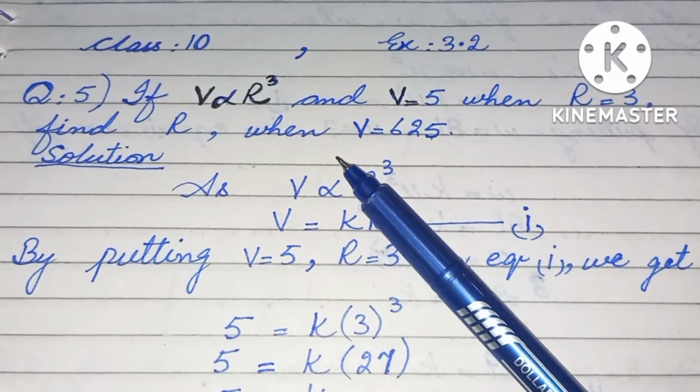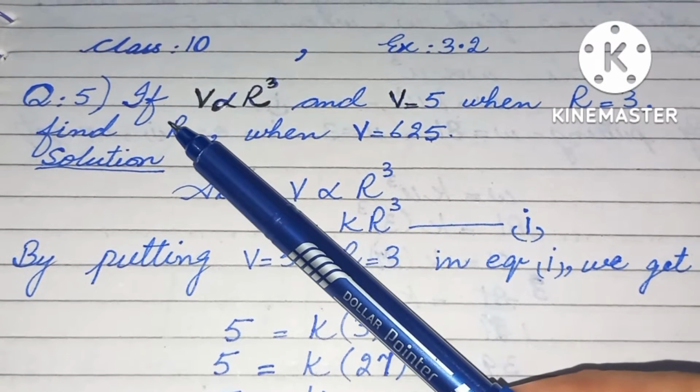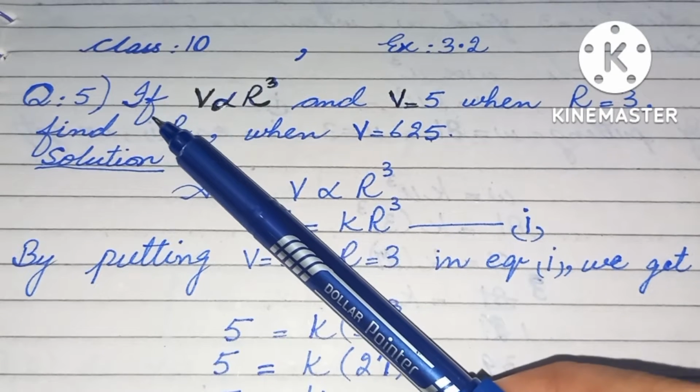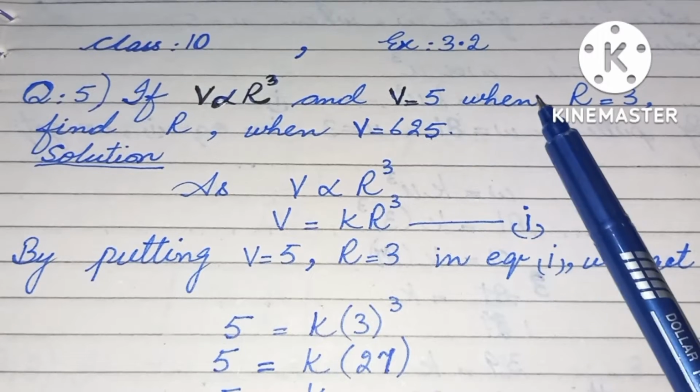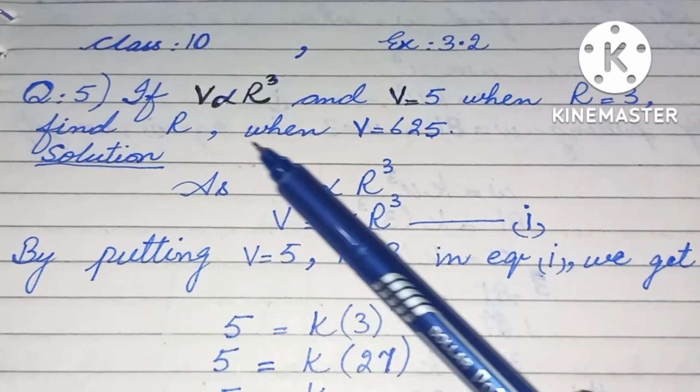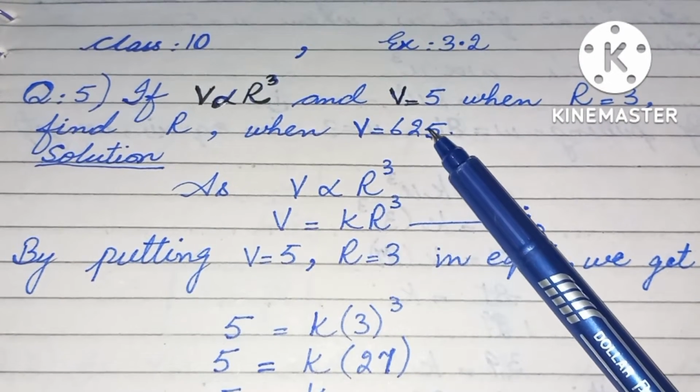So now we will start our question, and this question is so much important. Question number 5 is: if V is proportional to R cube and V is equal to 5 when R is equal to 3, find R when V is equal to 625.